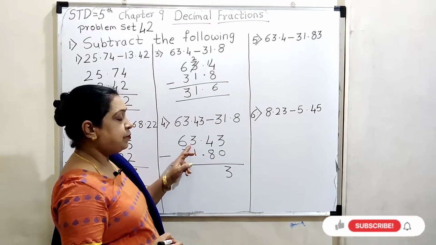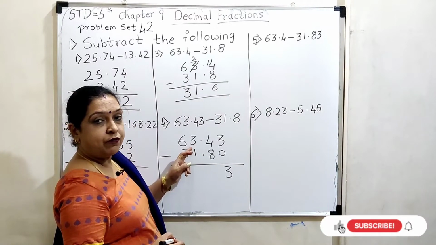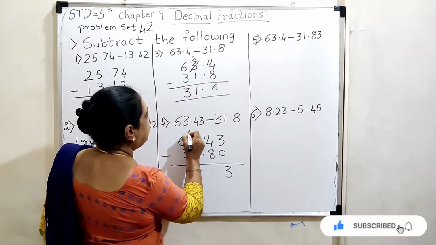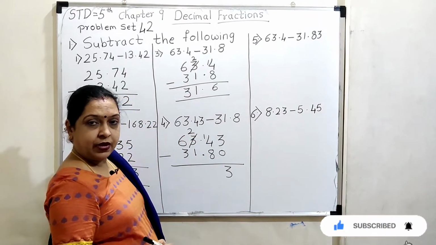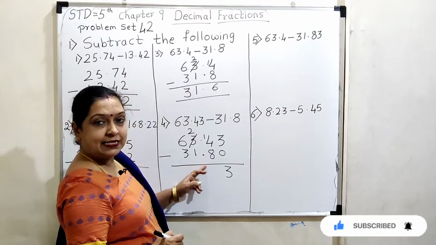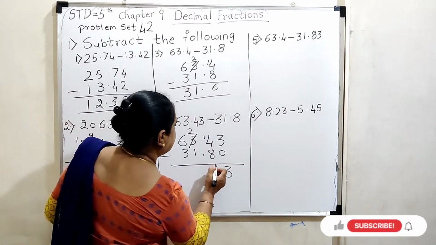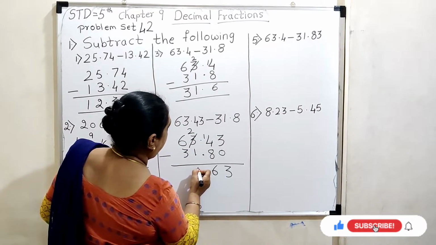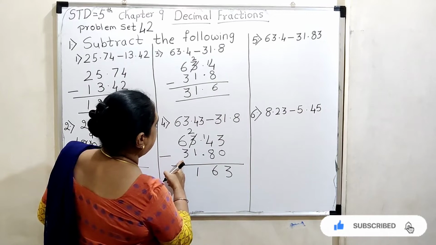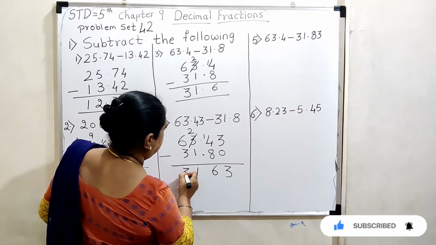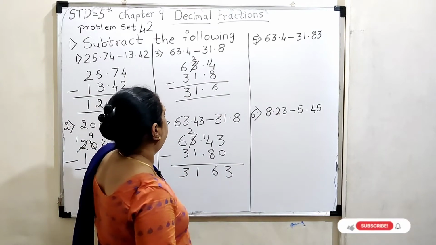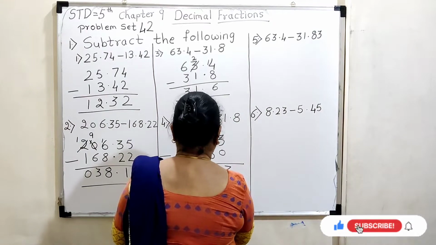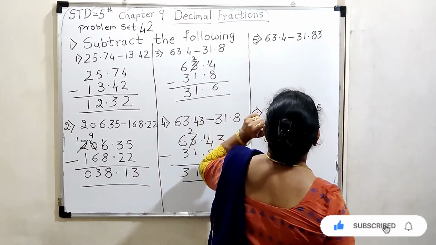From 4, can you take out 8? No. So what will you borrow? You will borrow 1 from 3. When you are borrowing 1 from this 3, how much will remain over here? 2. Okay. Now 14 minus 8 is how much? 6. 2 minus 1 is how much? 1. 6 minus 3 is how much? 3. Okay. Now, don't forget to write the point, okay? Now, we'll move to sum number 5.